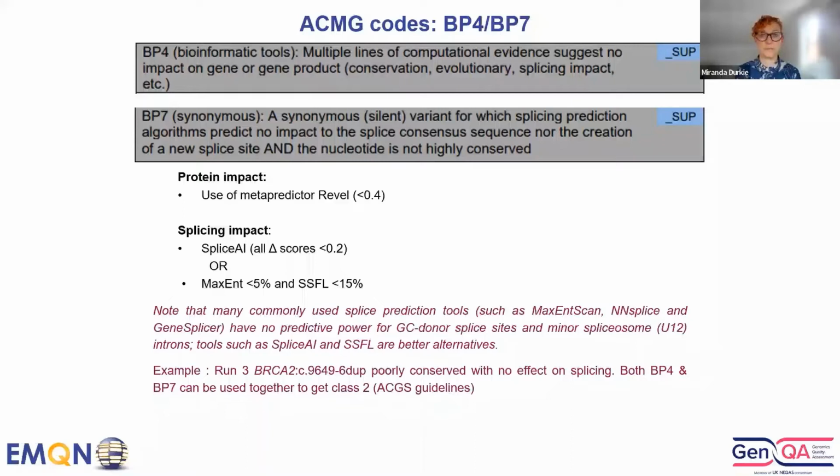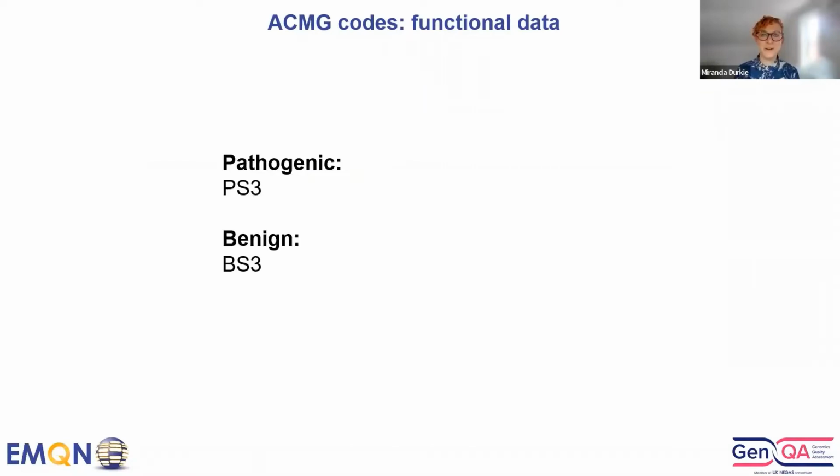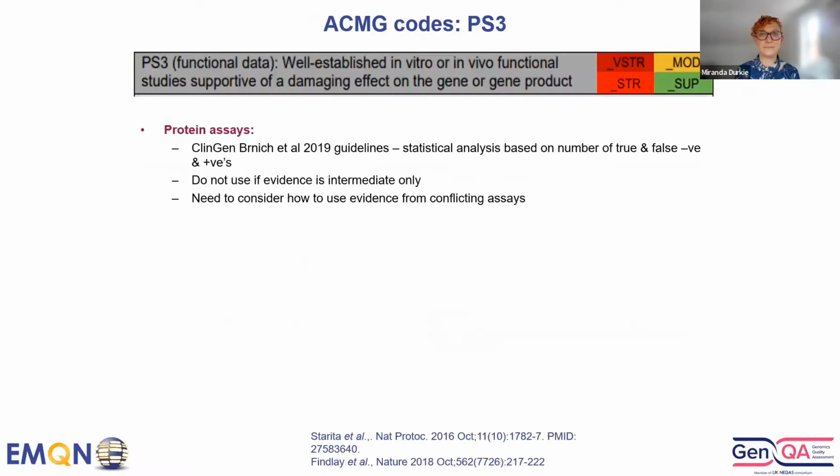Okay, phew, that was kind of a big section, but now we're on to functional data. So now it's just the PS3 and BS3. And the key thing here, PS3 means you've got a well-established in vitro or in vivo functional study supporting a damaging effect.